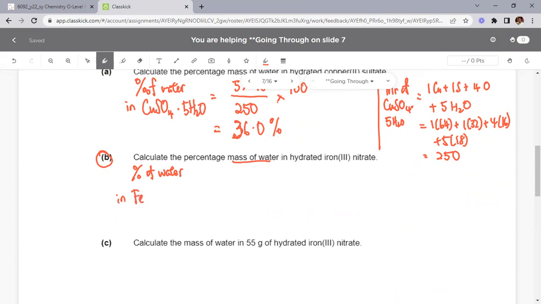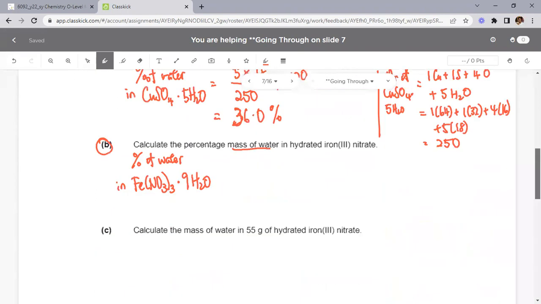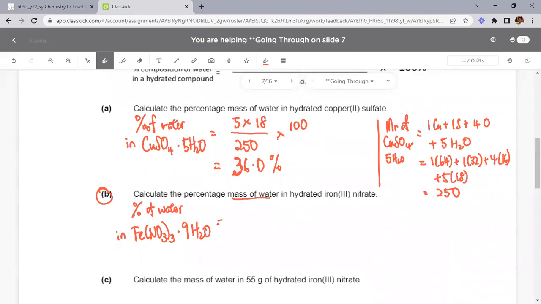in Fe(NO3)3.9H2O. Okay, just double check. Yes, it is 9H2O. So there's 9 water inside there. So I'm going to use 9 multiplied by 18 because there are 9 molecules of water. Okay. What's the Mr of this thing?